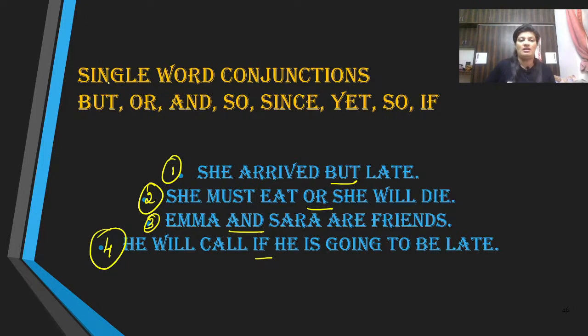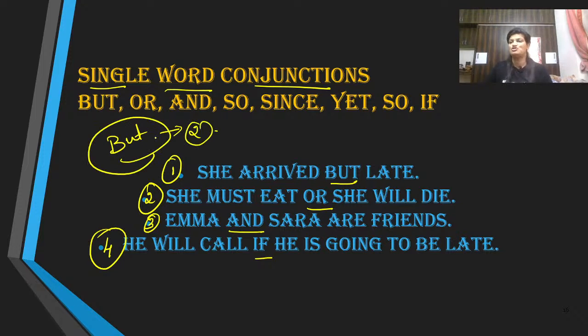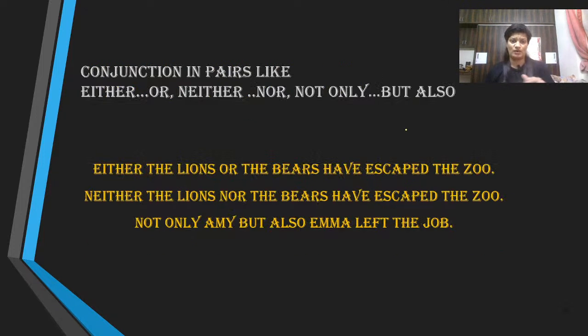Now these are called single worded conjunctions. Why? Because they're single worded. They're not clubbed with any other secondary word over here. They are just singular conjunctions. That is why we call them single conjunctions or single worded conjunctions. I hope you can see it for yourself. But, or, and, so, since, yet, if. These are all single worded. Let's go to the second one.